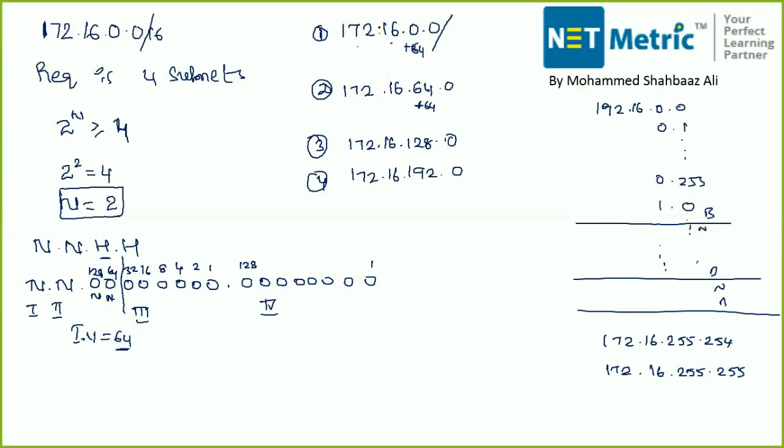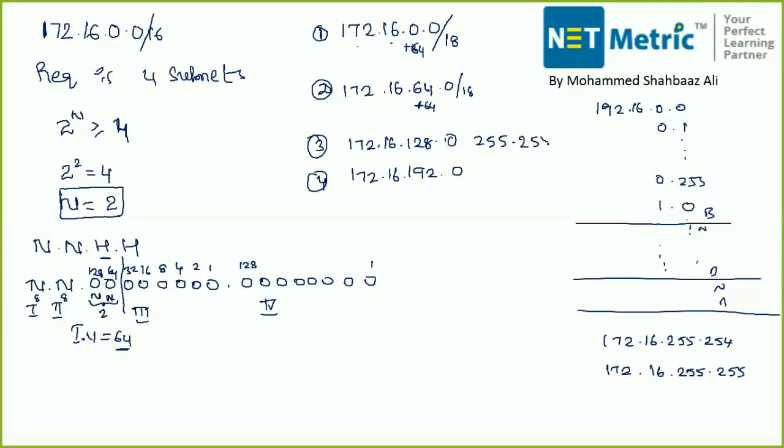How many bits are there now? 8 bits here, 8 bits here. How many have you added more? Now two. So it will be how much? 18.